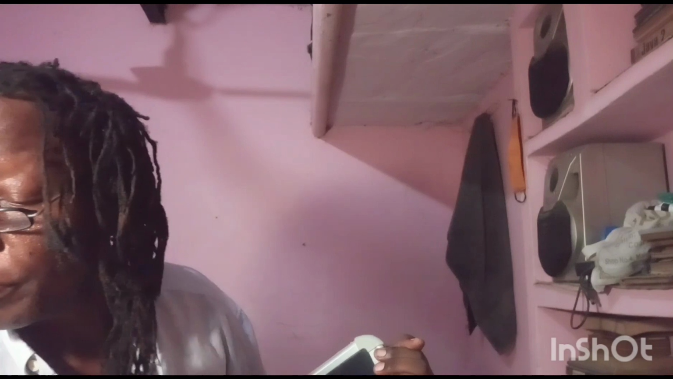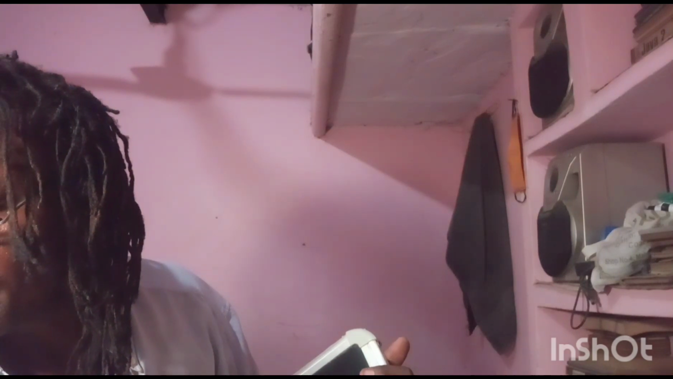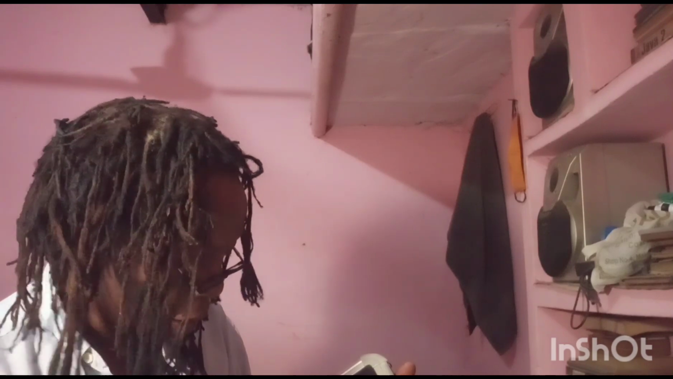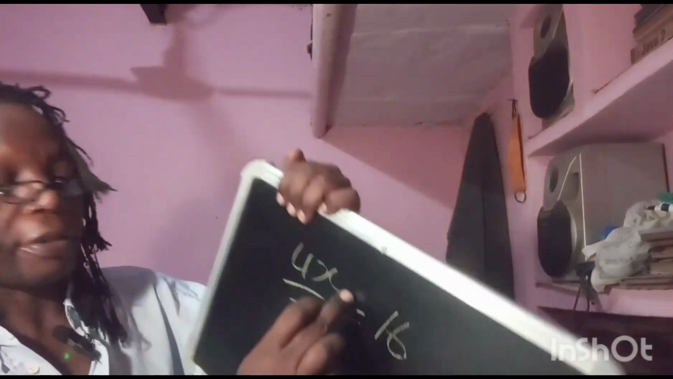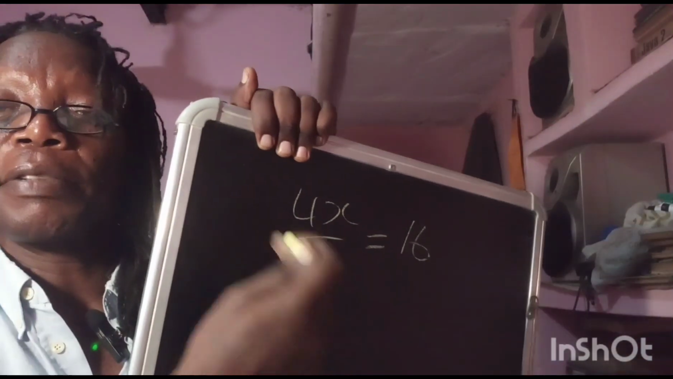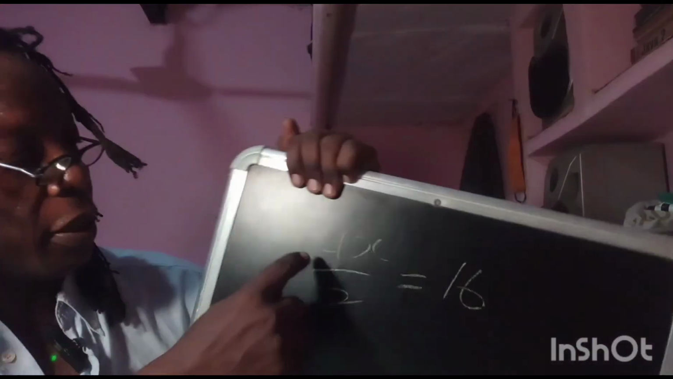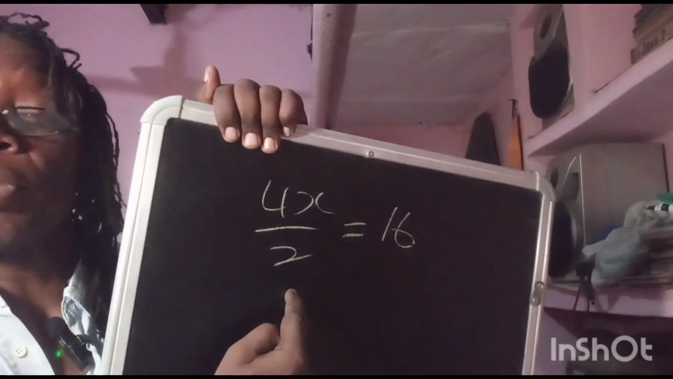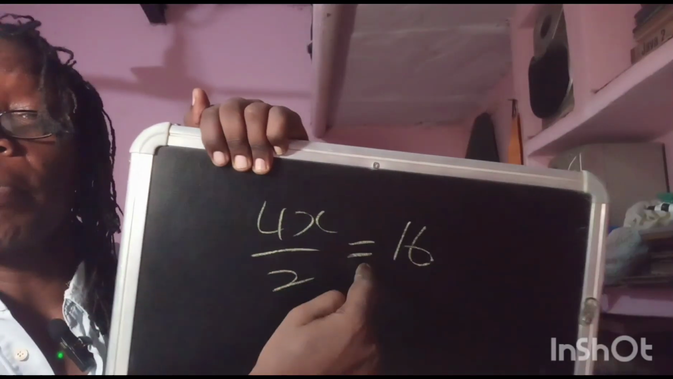Now let's do another one, something like 4x divided by 2 is equal to what? It's equal to, for example, let's say 16. Now we're supposed to find the value of x. I'm writing these things from my head. So I've said 4x divided by 2 is equal to 16. So I want to find the value of x.